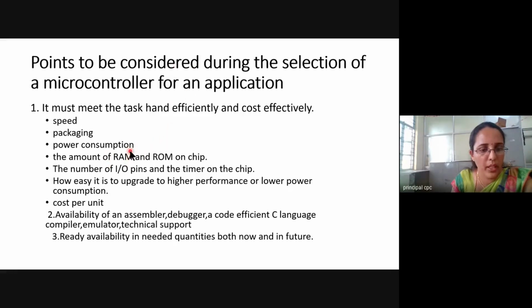And the amount of RAM and ROM. As I said earlier, RAM is a data memory, ROM is a program memory. How much RAM and ROM is there on the chip will decide the speed of the microcontroller. The two are related, so you can fetch the data and program very fast, and speed will be increased. If more RAM and ROM are on the chip, then more speed will be achieved. So we need to consider RAM and ROM on chip.